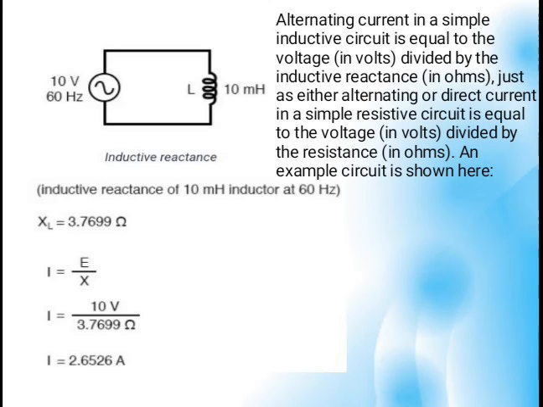Alternating current in a simple inductive circuit is equal to the voltage in volts divided by the inductive reactance in ohms, just as either alternating or direct current in a simple resistive circuit is equal to the voltage in volts divided by the resistance in ohms. An example circuit is shown here. Inductive reactance of a 10 mH inductor at 60 Hz.